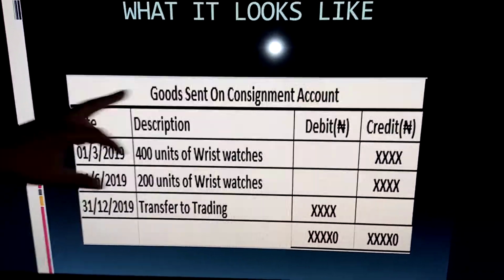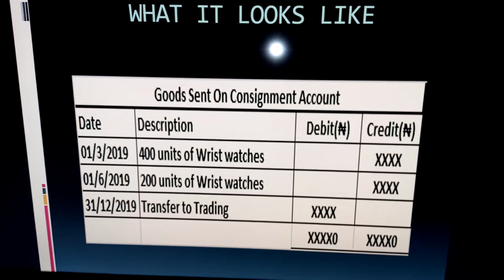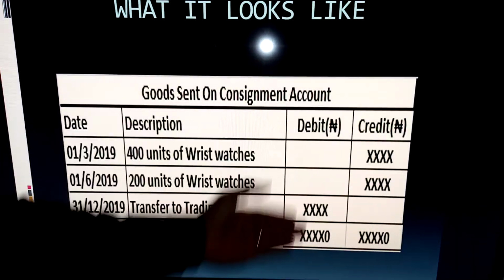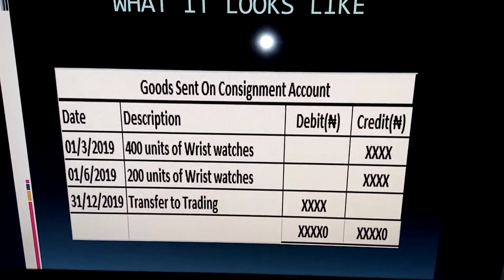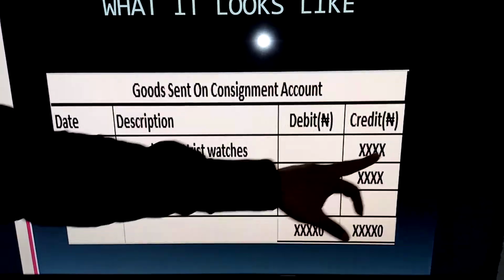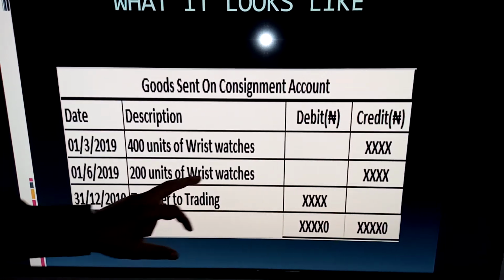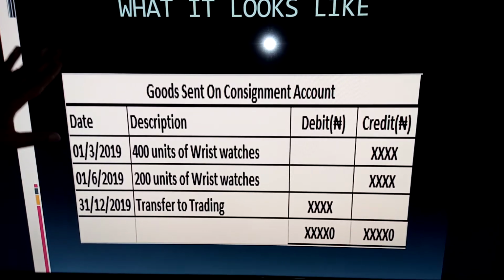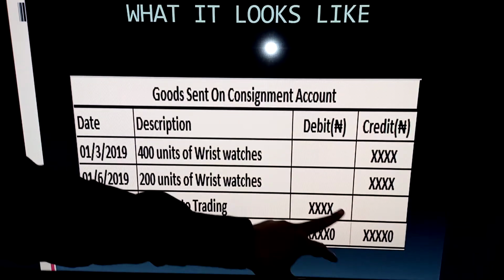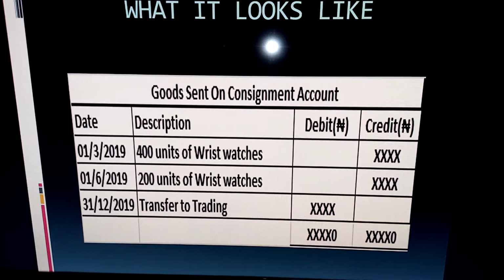So this is what it looks like. This is the goods on consignment account. Basically, we're trying to account for the product that has been sent on consignment. Here we're looking at an example where the business is into wristwatches. You can see on the 1st of March 2019, we have goods sent on consignment. On the 1st of June again, we have 2,200 units sent on consignment. At the end of the year, the total goods sent on consignment, at cost value, will be transferred to the trading account of the business.